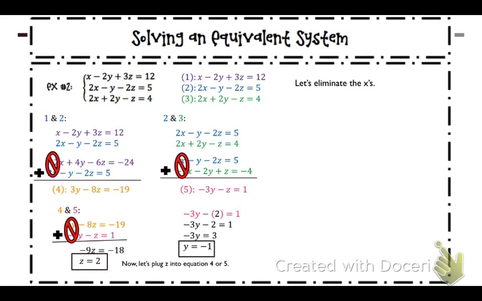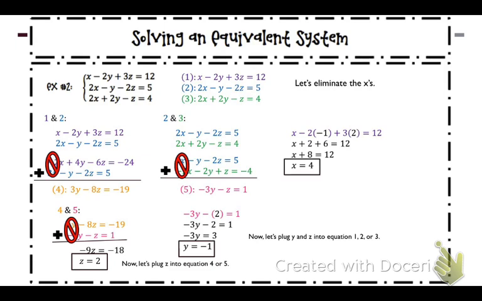Now I have z, I have y. I'm going to go back and plug it into equations 1, 2, or 3. I'm just going to plug it into the first equation. So I have x minus 2 times negative 1 plus 3 times 2 equals 12, which is x plus 2 plus 6 equals 12, which is x plus 8 equals 12. Subtract the 8 over, you get x equals 4.